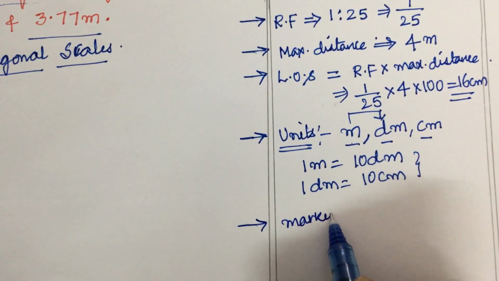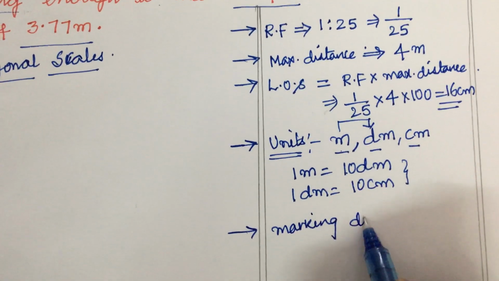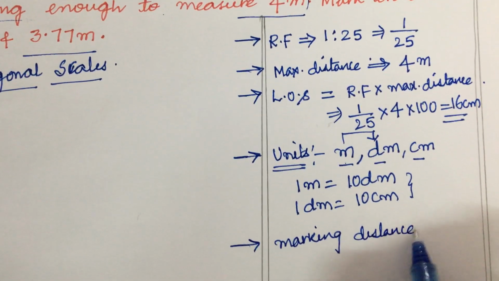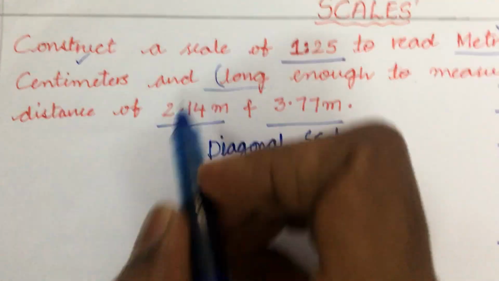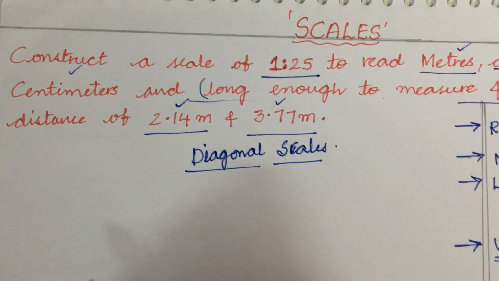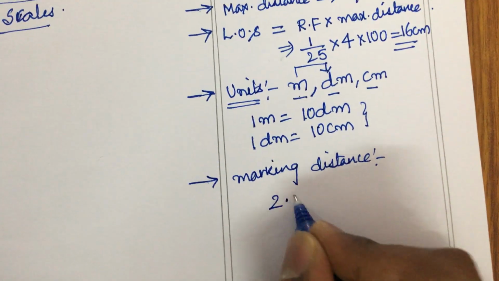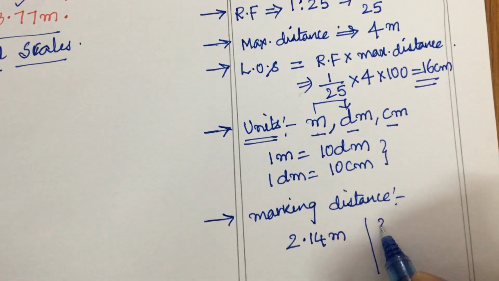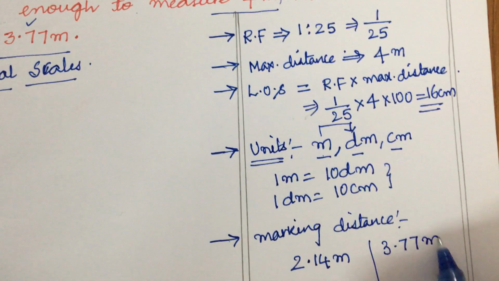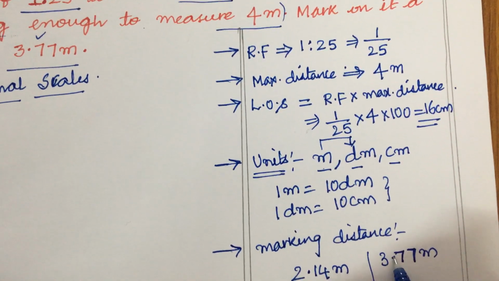So what are the different marking distances given here to plot on the scale? So what are the marking distances, dear students? Here there are 2 marking distances given. They are 2.14 meter, and one more is 3.77 meter. This is 3.77 meter.